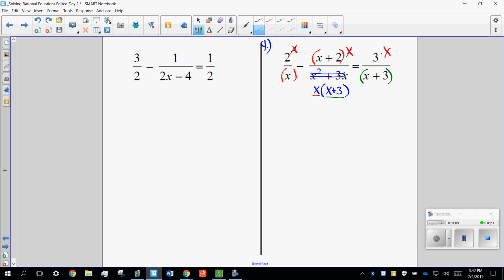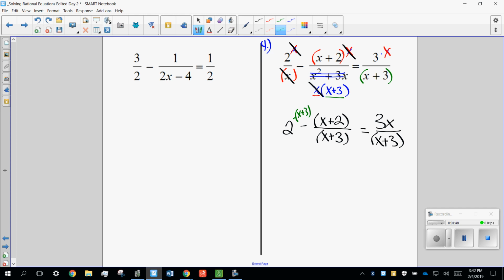But once you do that, you see an x here and an x here, so those cancel out. You have an x here and an x here, so those divide out. Now I'll rewrite what we have. All we're left with in the first term is a 2. x plus 2 over x plus 3 equals 3x over x plus 3. So by multiplying by x, we got rid of half of our denominators. And now let's get rid of the other half.